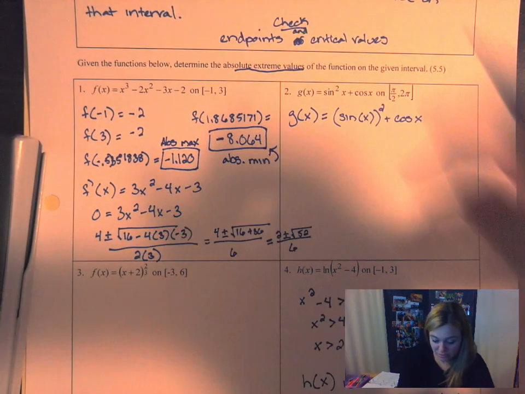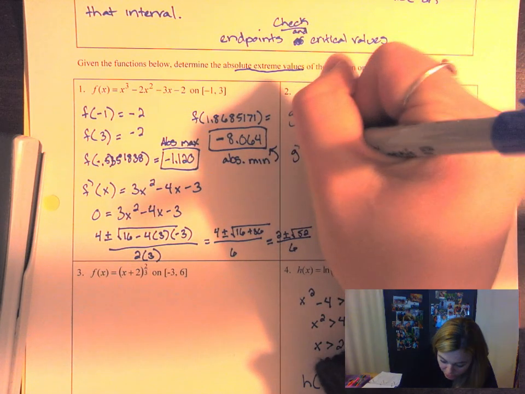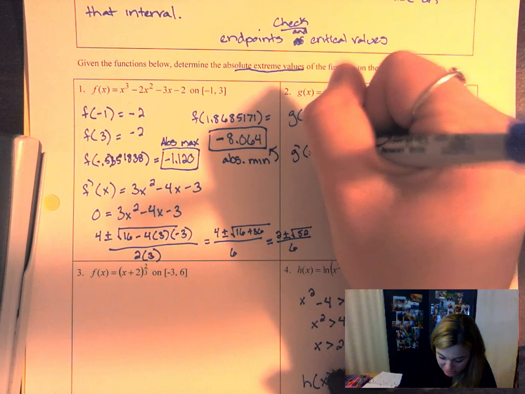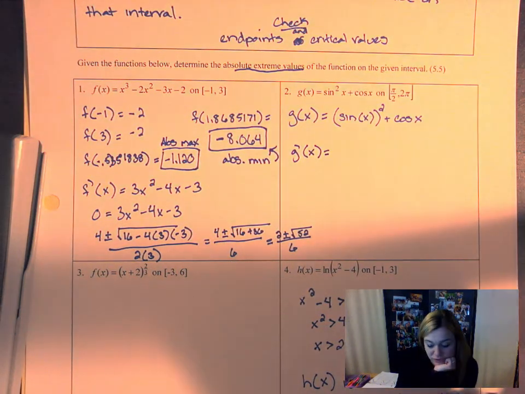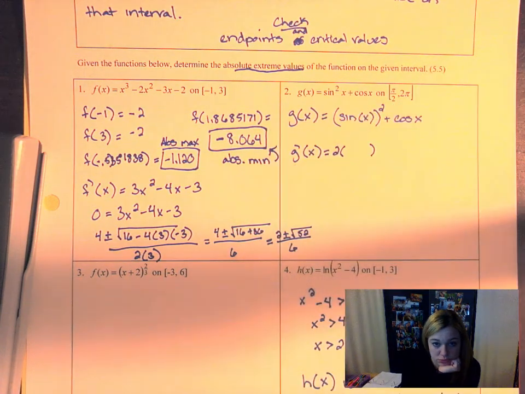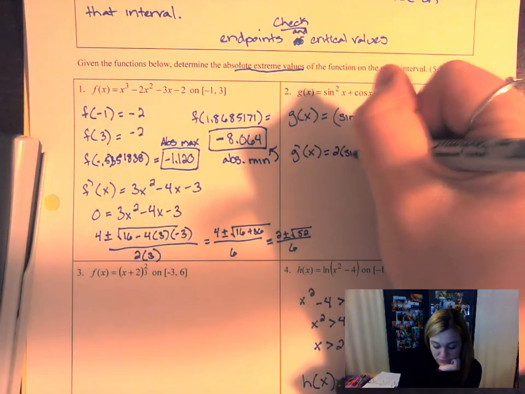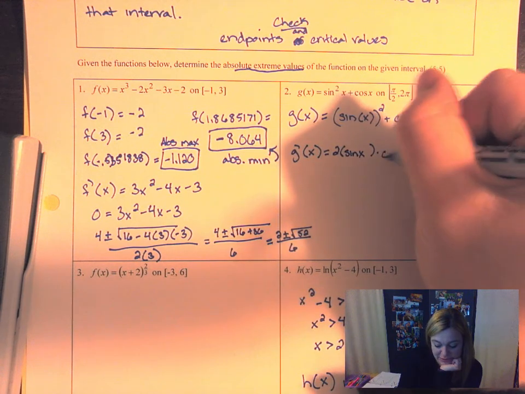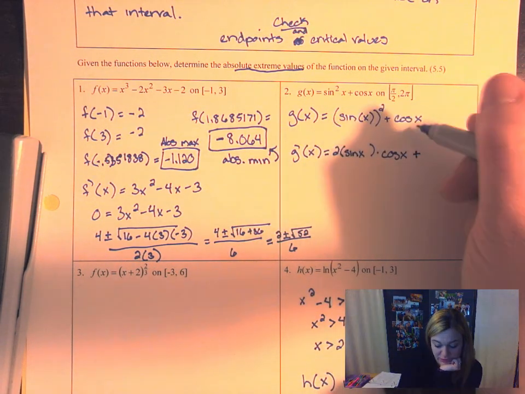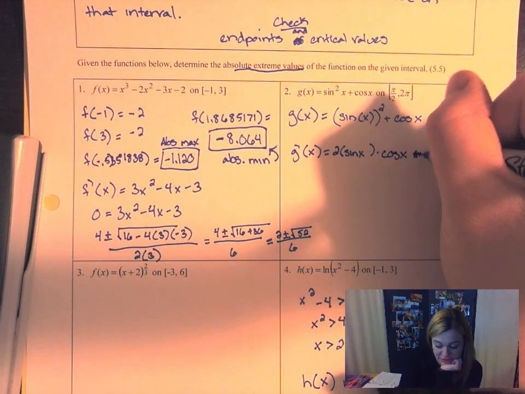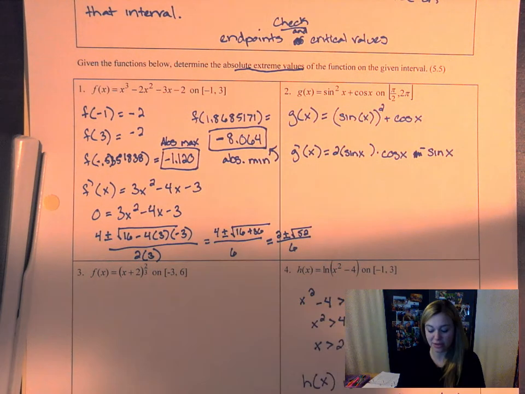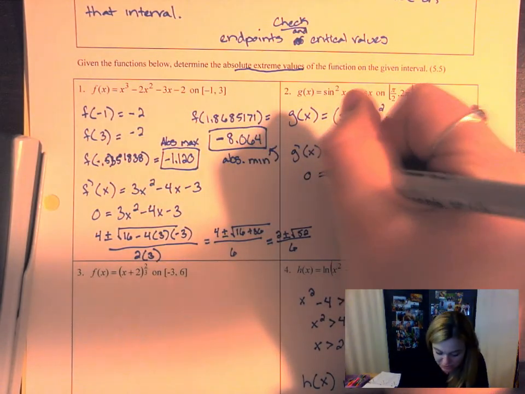Okay, let's do another one. So in this one, we want g prime of x. So we want g prime of x, and then take the derivative. Wow. 2, leave the inside alone, times the derivative of the inside, plus the derivative of cosine. Oh, I should have said minus. It was minus sine of x, or negative sine of x. I want to see where this is equal to 0.